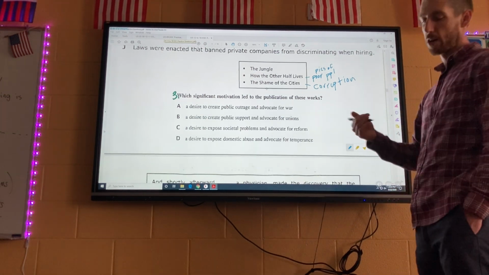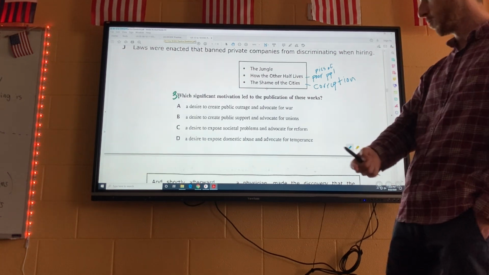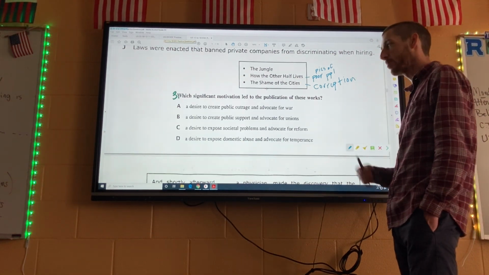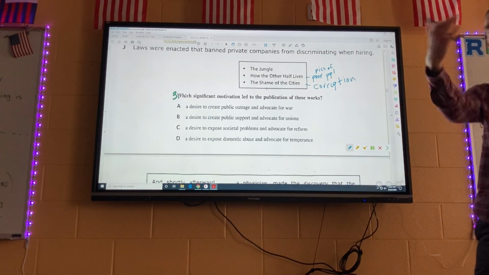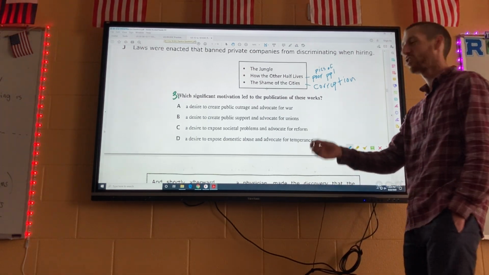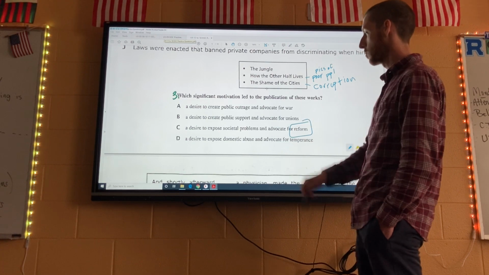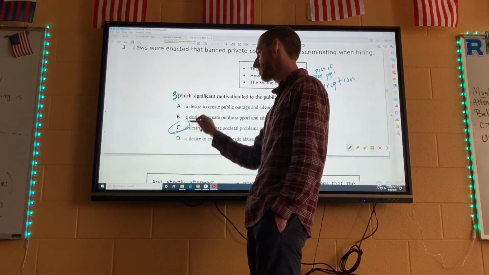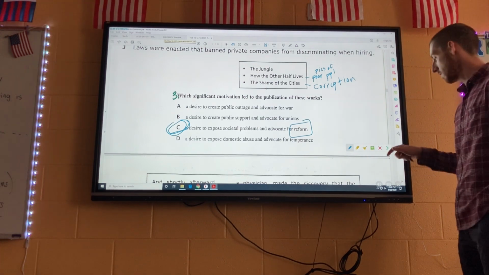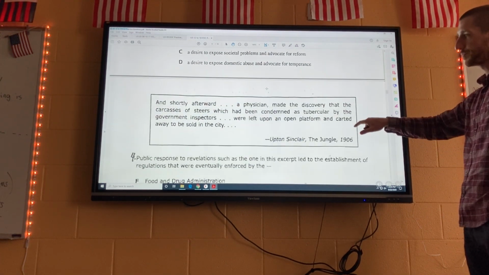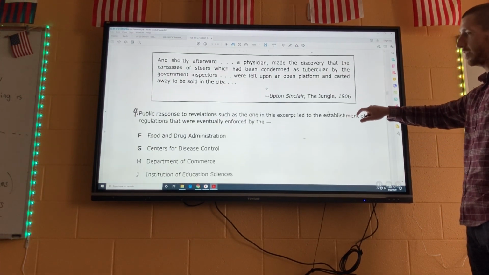So what do muckrakers, what is their goal? First of all, they want to expose problems. This is called expose journalism. And they don't want to do it just for fun. They want to make changes. And another word for changes is reform. So 3 is C. Okay? We're doing good. We're moving right along. 3 is C. All right, take a look.